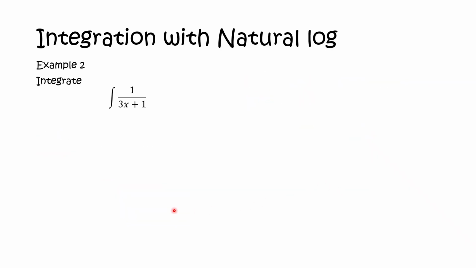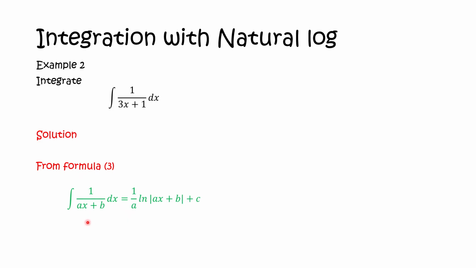Let's move on to example 2. So we have this question over here: integrate 1 over 3x plus 1 dx. So the solution, as you would recall from formula 3, what we had was the integral of 1 over ax plus b dx is equal to 1 over a ln absolute value of ax plus b plus c. So that is when we integrate any function of that particular form.